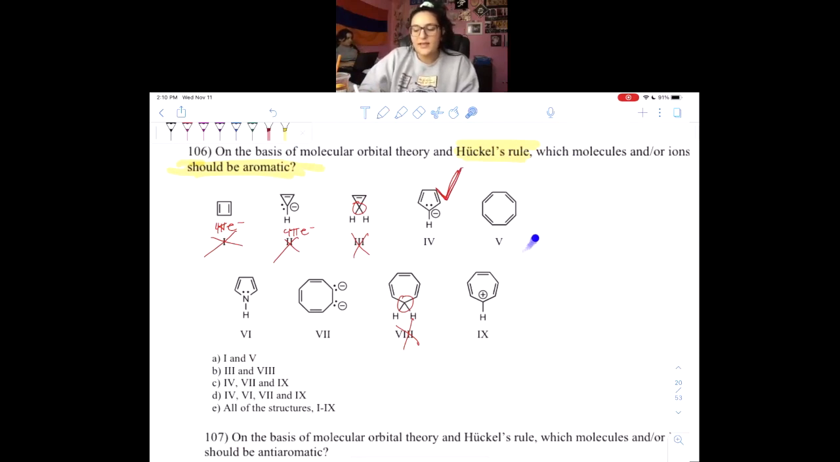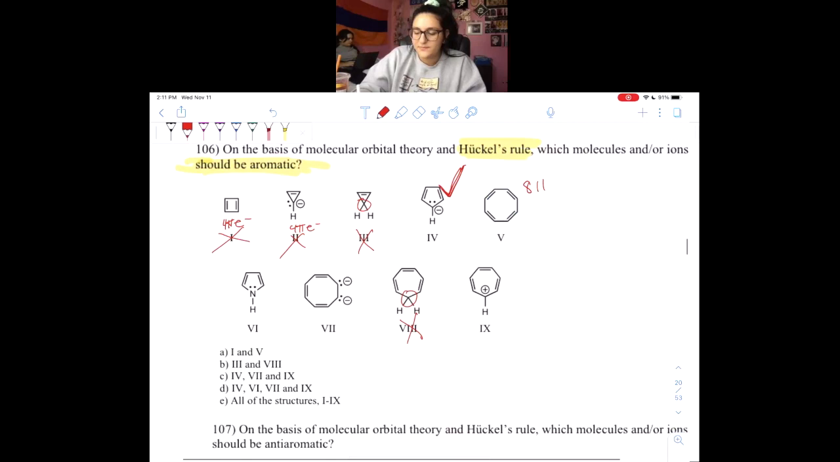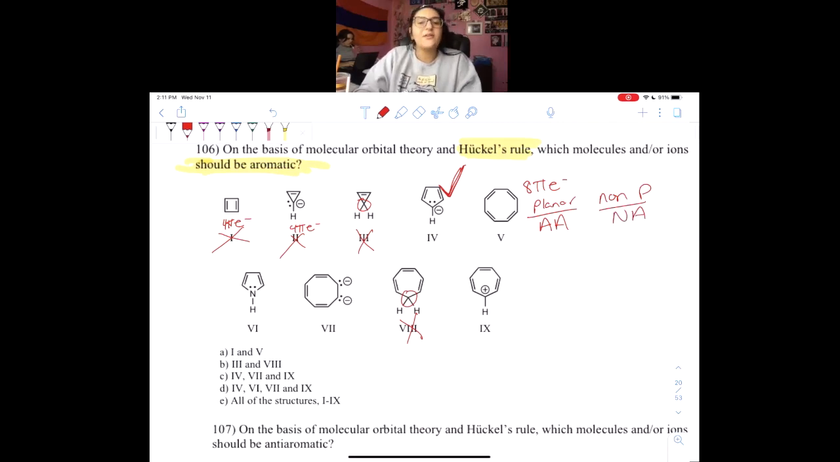Next up, we have an 8-membered ring, and this one is one of those that you have to pay attention to for the planar rule because this could be non-planar. The way we decide is we count the number of electrons. So we have 2, 4, 6, 8 pi electrons. If it stays planar, it will end up being anti-aromatic. If it's non-planar, it will end up being non-aromatic. Either way, it's not going to be a correct answer for this problem, but just for practice sake, we do know that it will end up being non-planar and non-aromatic because this is more stable than anti-aromatic.